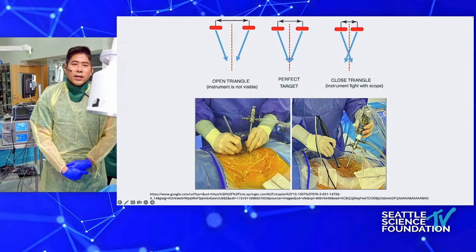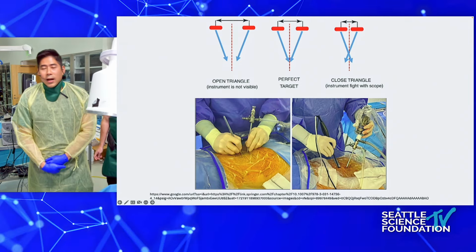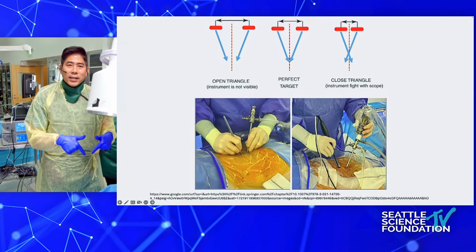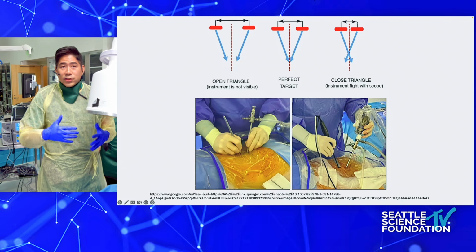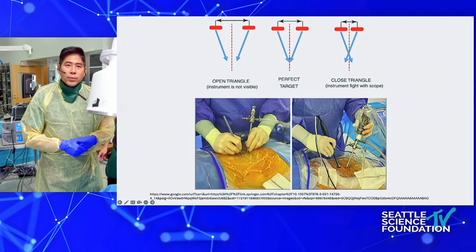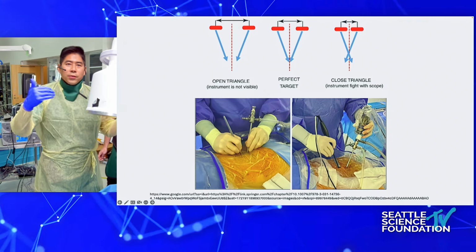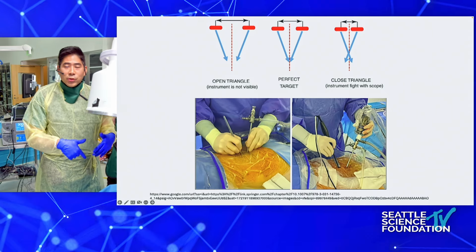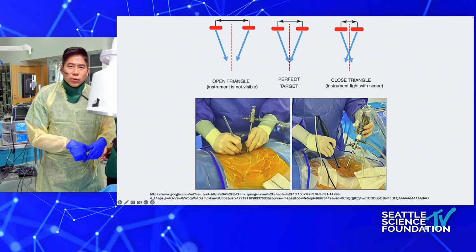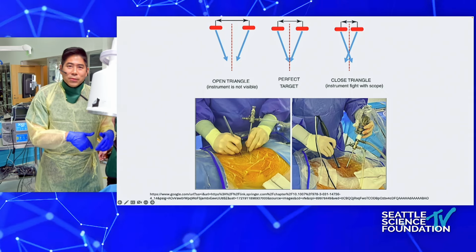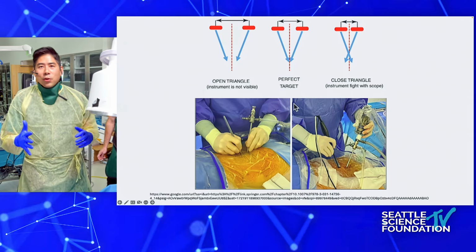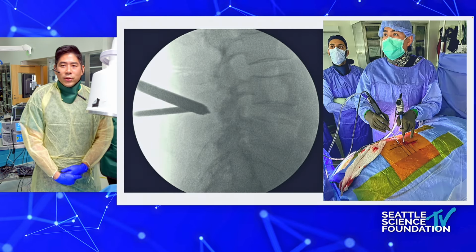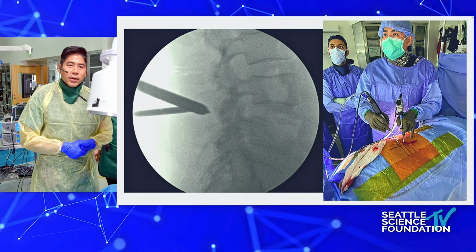So the concept of triangulation: you want those two tips of the needle to be meeting at your target, and your target is the disc space. When you do it too far apart, like in the first picture, then it's going to be hard to get down to your target. If you go too close, then your instruments are going to run into each other. So you want it just perfect. Okay, and then let's go to the next slide. So this is the typical picture.